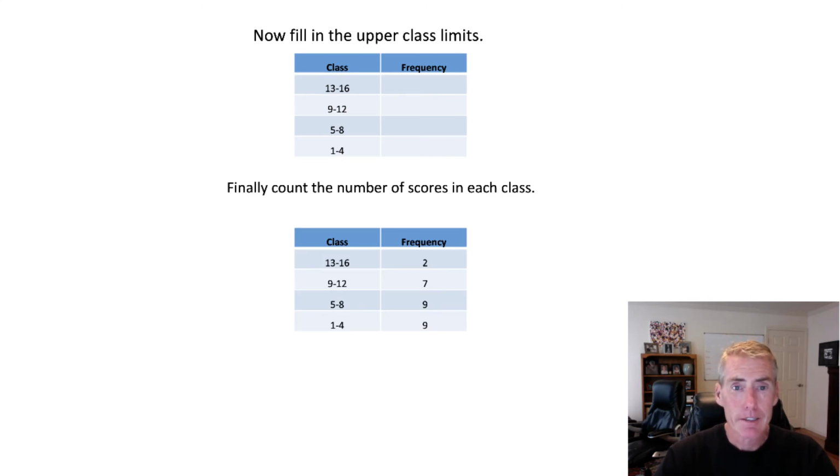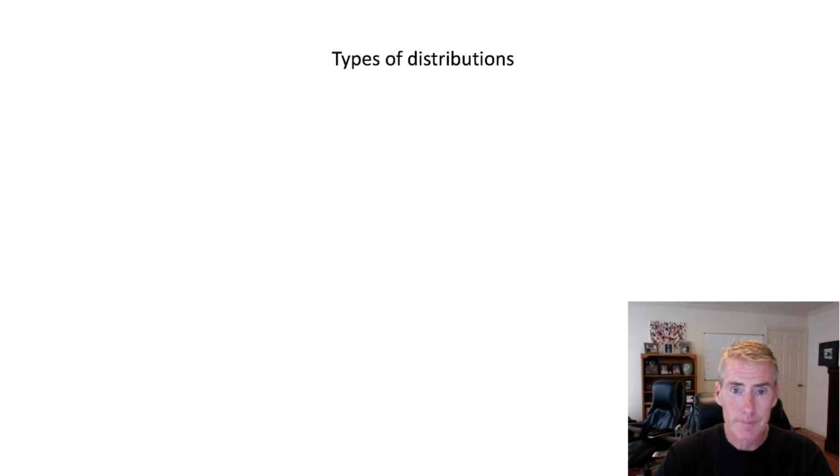Now the next thing is just count them. So you just count how many numbers are 1, 2, 3, or 4. Just go through the list and count them, and there's 9. How many numbers are 5, 6, 7, or 8? Count them. That's the frequency. So the frequency also means the count. When you count them, how many are there? All right, so that is the frequency distribution.